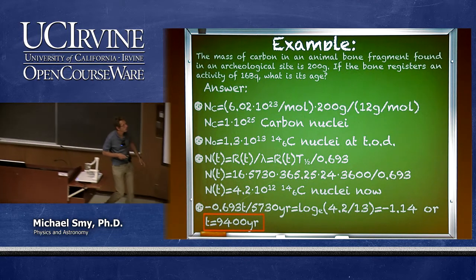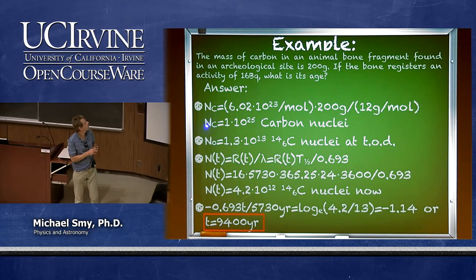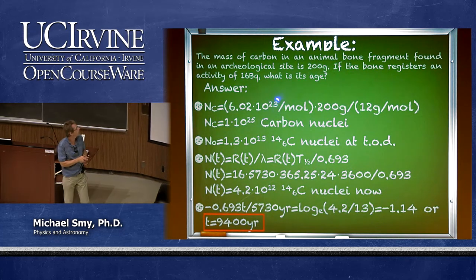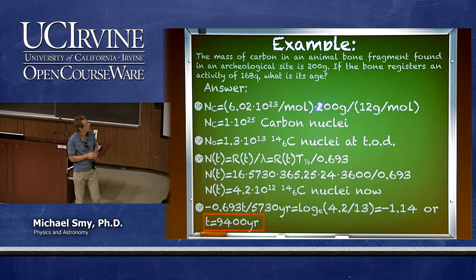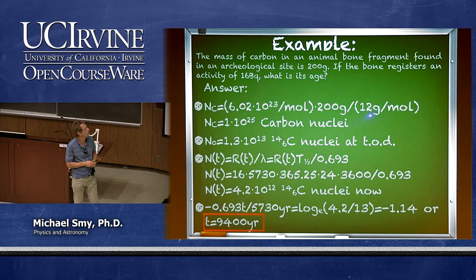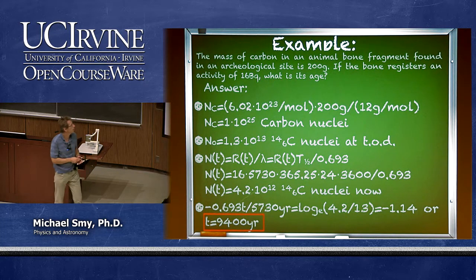So first, we determine the number of carbon nuclei. So again, we use Avogadro's number and the mass and the average mass per carbon. In this case, we just ignore the small ratio of carbon-14. So we have a total number of carbon nuclei of about 10 to the 25. Plug in those numbers. So that means that at the time of death, we had 1.3 times 10 to the 13 carbon-14 nuclei using that constant ratio.